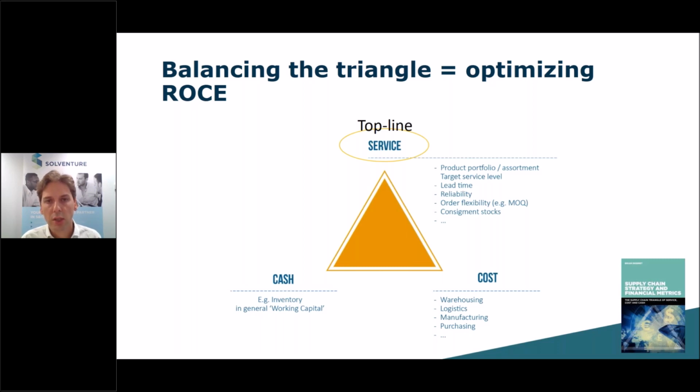But as an investor, I'm not only interested in the top line or the sales, I also want to see a margin. Here, the good news is if you combine the service side of the triangle with the cost side of the triangle, or the top line with the cost, you get to a bottom line, for instance, EBIT. And as an investor, I'm not only concerned with the margin, or with something like EBIT. And why is that?